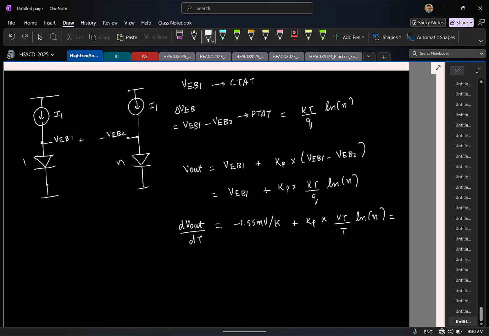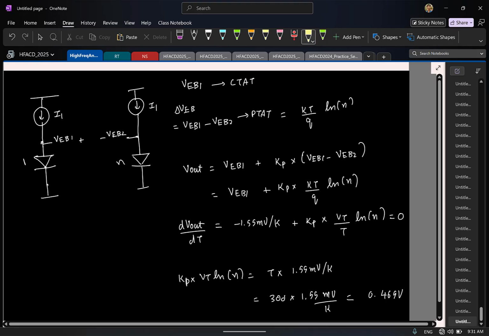What should the slope be? What should the derivative be equal to? You want this to be equal to 0. So from here you can directly find Kp times Vt ln of N, that is T times 1.55 millivolts per Kelvin. So at room temperature it is 300 times whatever. So how much does it come out as? 3 times 1.55, 465.